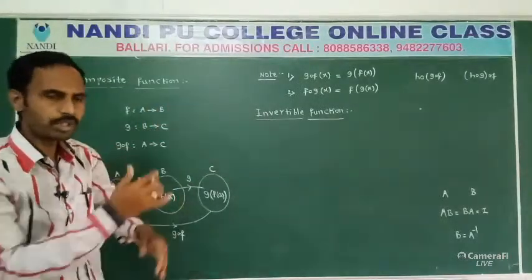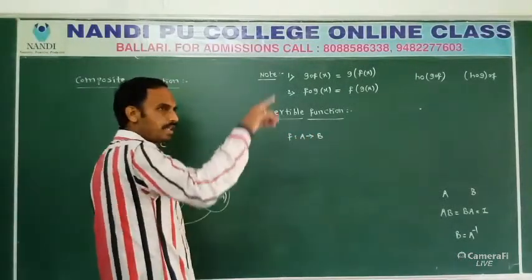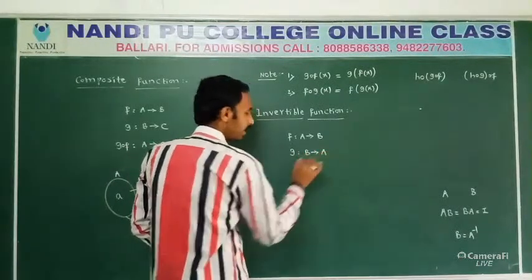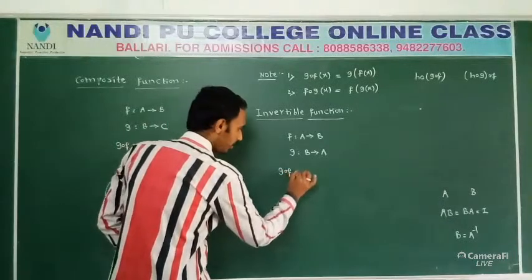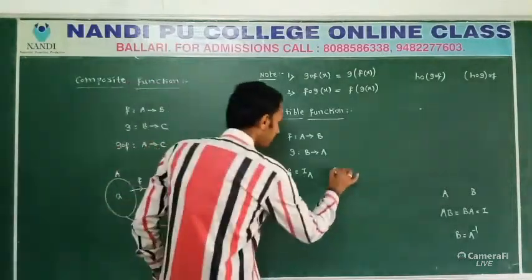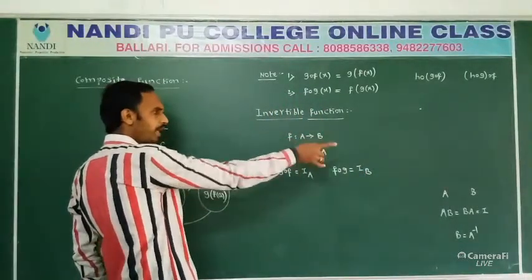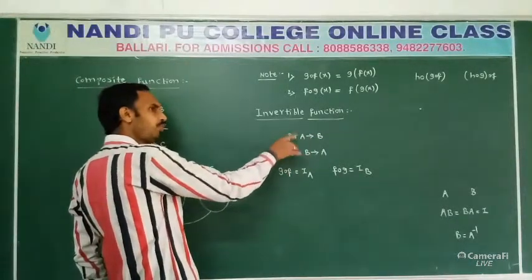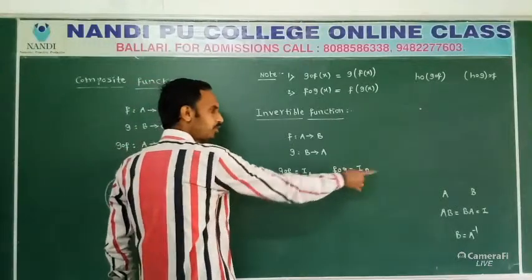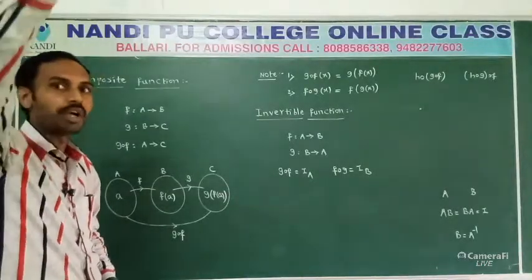So, invertible function. Let us assume that F is a function from A to B. There exists another function G from B to A such that G circle F is equal to IA, where I means the identity function on A, and F circle G is equal to IB. F is the given function. You are going to find another function in such a way that their composition is the identity function, F circle G equal to IB. If two conditions are satisfied, then that function is said to be an invertible function.